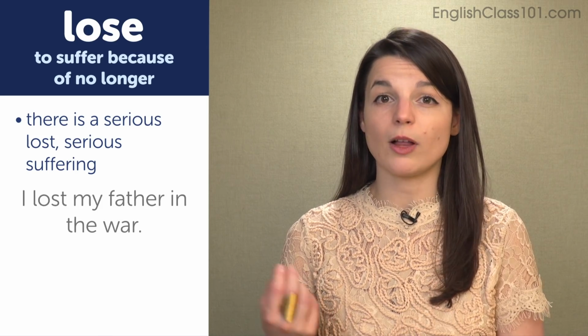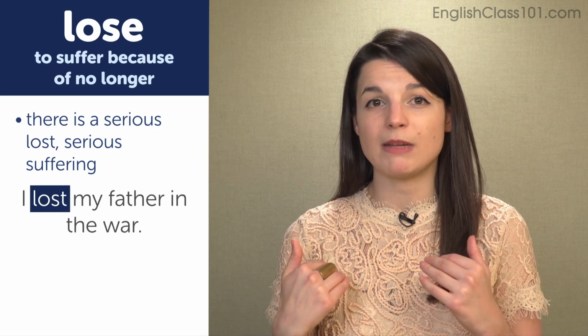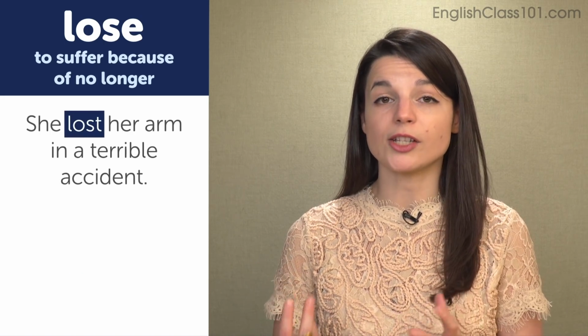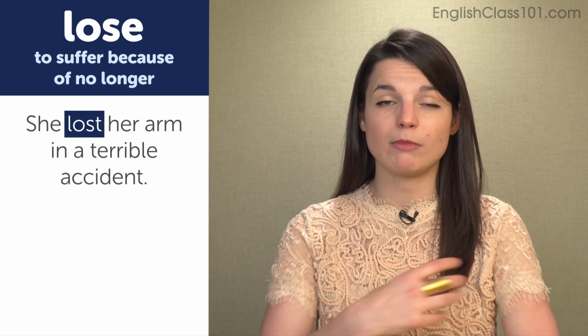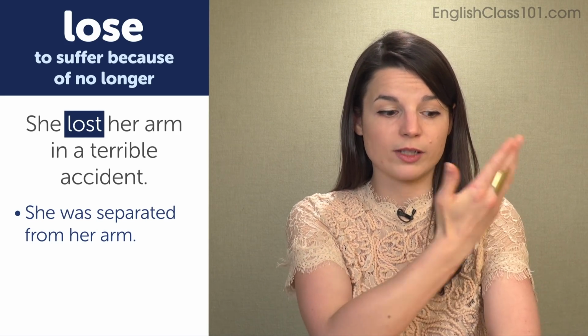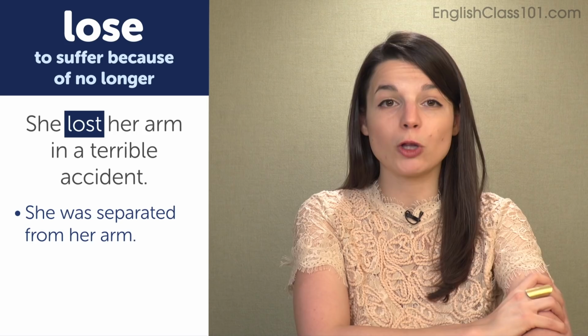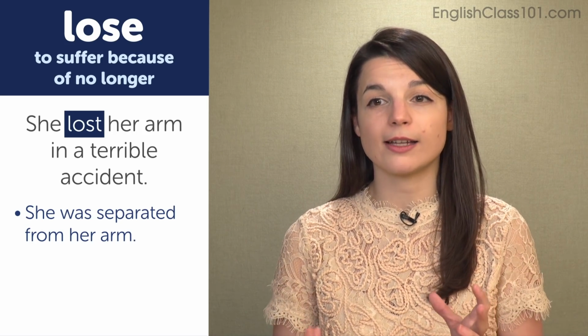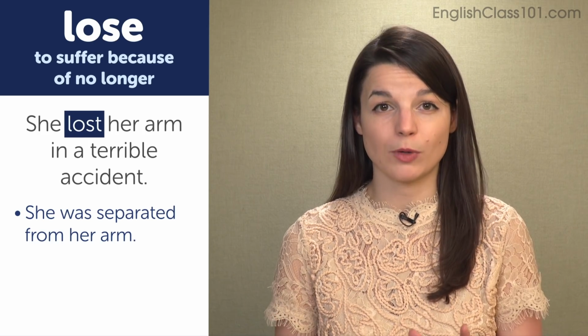In the first example, I lost my father. It means my father died in the war. In the second example, she lost her arm in a terrible accident. It means she was separated from her arm, like her arm was so badly injured that she no longer had it as a result of the accident. So these are serious situations of suffering or serious problems.